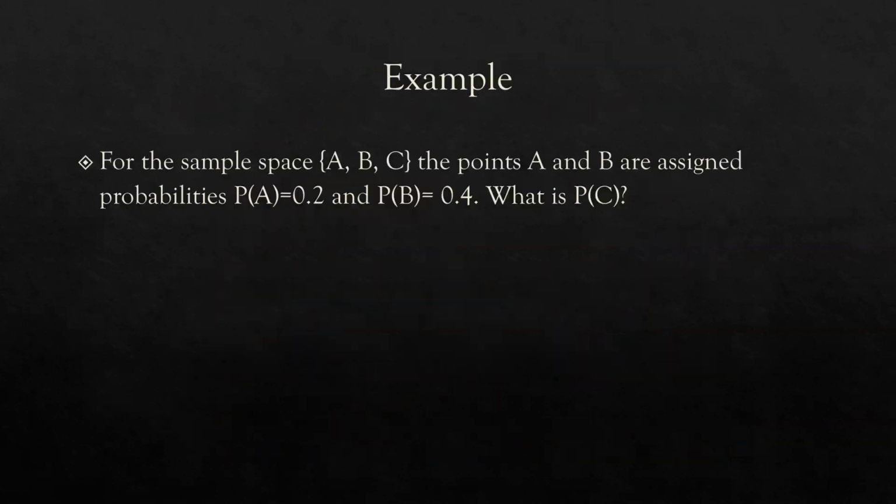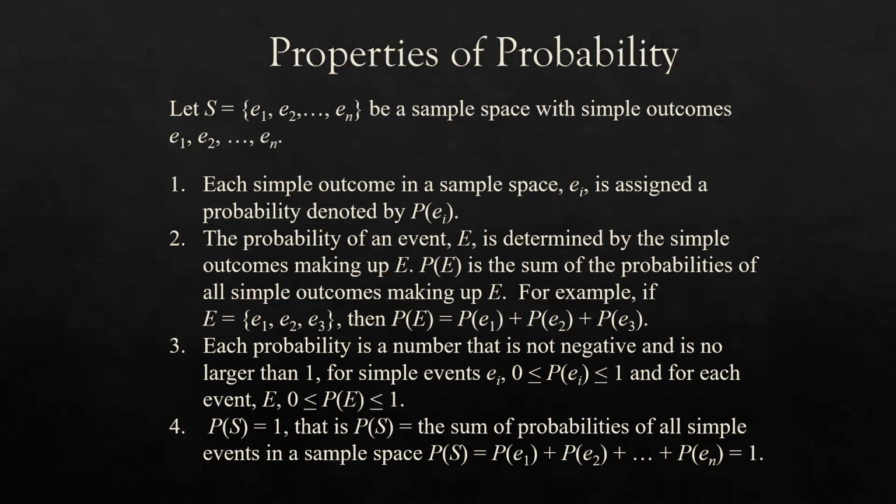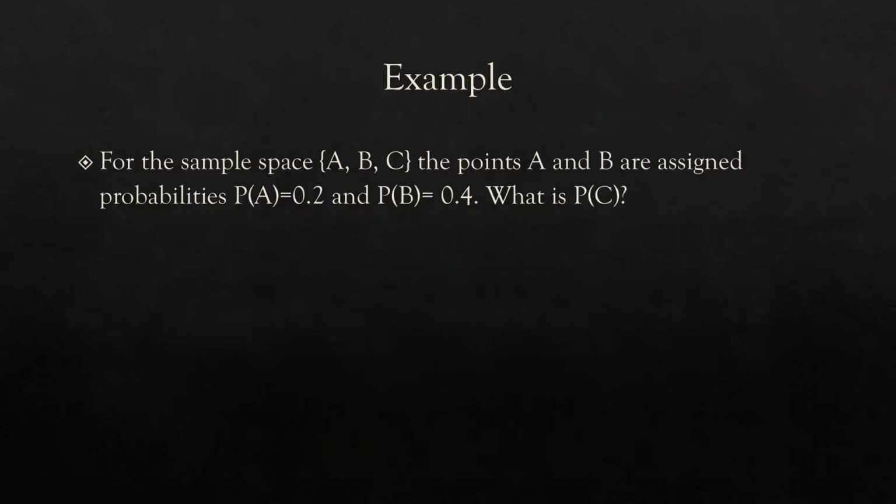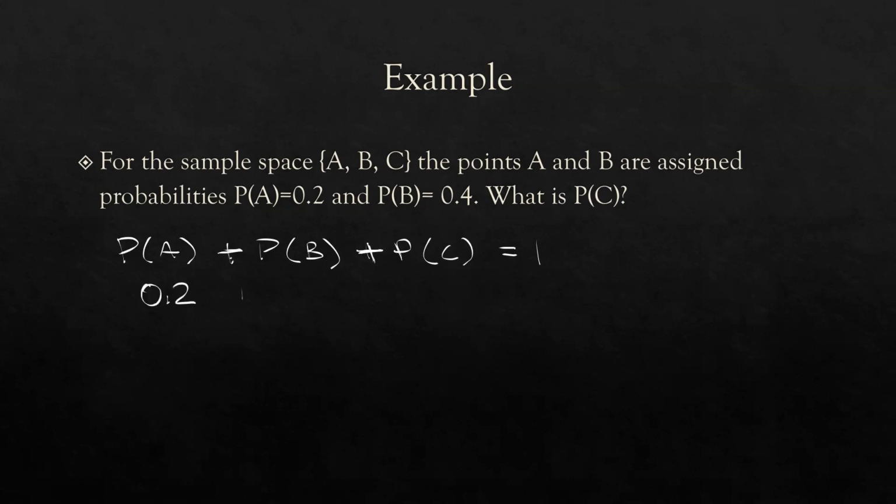So here's just one more short example for this section. We got a sample space that includes A, B, and C. So those are our possible outcomes. And they give us the probability for A and for B. And then they ask us what's the probability of C. So for this, we will be using this last property, that I know the sum of all the probabilities needs to equal 1. So probability of A plus the probability of B plus the probability of C need to equal 1. And I know the probability of A is 0.2, probability of B is 0.4, and then I can use that to find the probability of C.